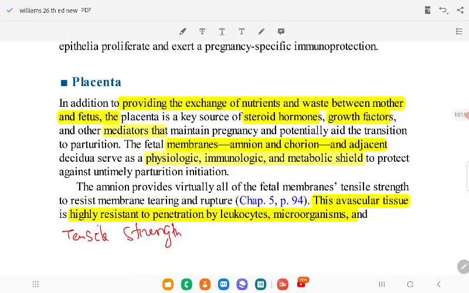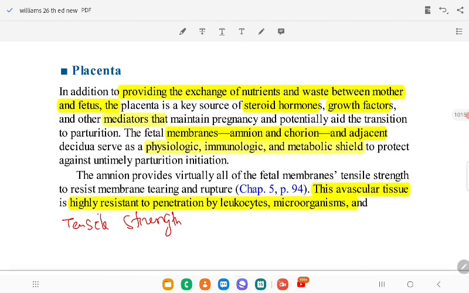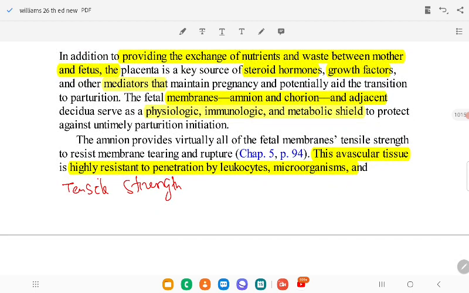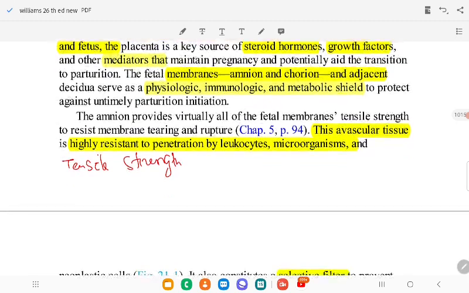Then the placenta. What is the function of the placenta? The placenta provides the exchange of nutrients and waste between the mother and fetus. The placenta is a key source of steroid hormones, growth factors and other mediators that will maintain the pregnancy and potentially contribute to the transition to maturation. The fetal membranes, that is amnion and chorion and adjacent decidua, serve as a physiologic, immunologic and metabolic shield to protect against ultimately maturation initiation.